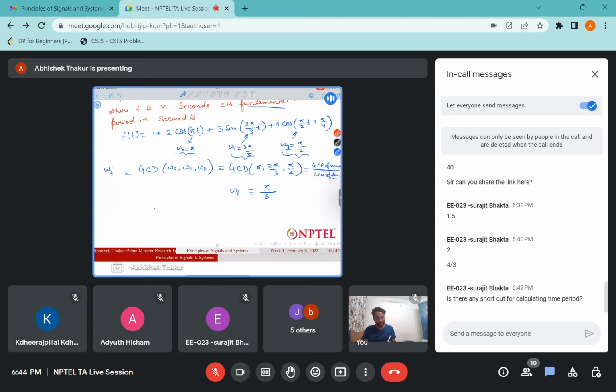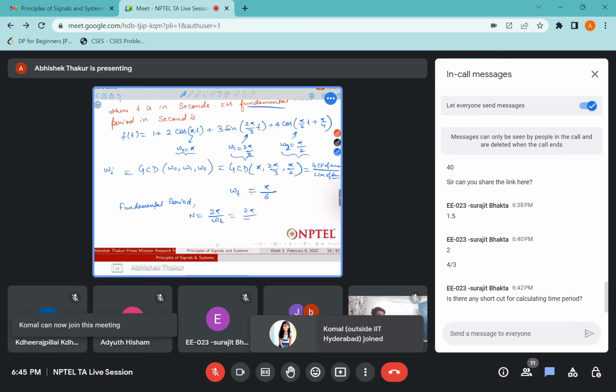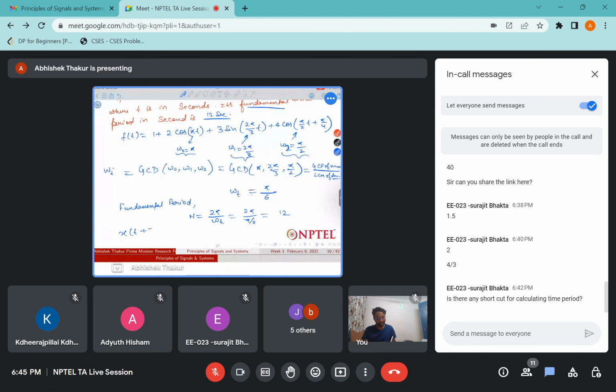So how do we find the fundamental time period? There is a formula. In the next lecture I will give a brief introduction, because today the time is already over. It is 2 pi by omega t, so 2 pi by (pi by 6), which gives 12. The fundamental time period for this signal is 12 seconds. What is a time period? Whenever for a signal x(t), x(t plus T) is equal to x(t), then T is the time period of this signal x(t).